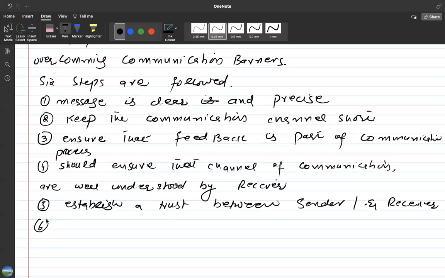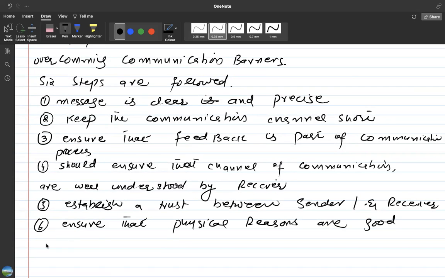We also must make sure that the physical conditions are good for communication. There is no noise, there is not too much distance, and the speaker can be heard properly. The physical conditions are good enough for the speaker to speak and for the listener to hear.